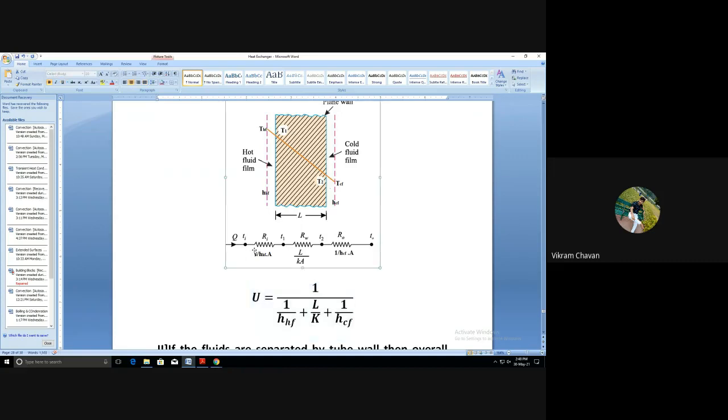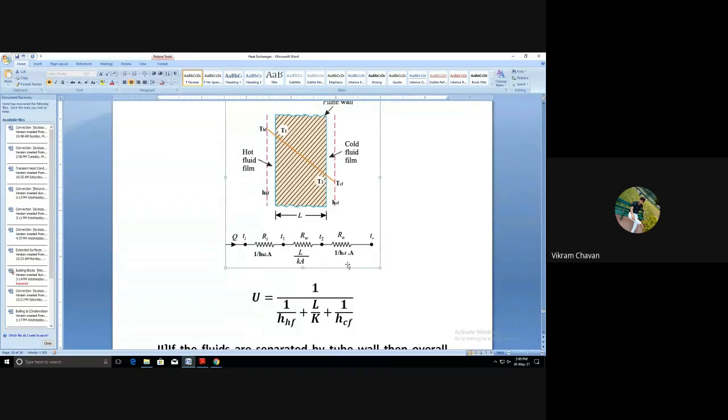Now here if you remember the electrical analogy for the wall case, so all the resistances we have put over here, and the internal temperatures we have to provide over here. Okay, so R1 is 1 upon h suffix HF, that is the resistance offered by the hot fluid to transfer the heat to the wall. Then L divided by K is nothing but the resistance offered by the wall for the conduction heat transfer, and 1 divided by h suffix CF multiplied by A, that is the resistance offered by the heat transfer from the wall surface to the cold fluid.